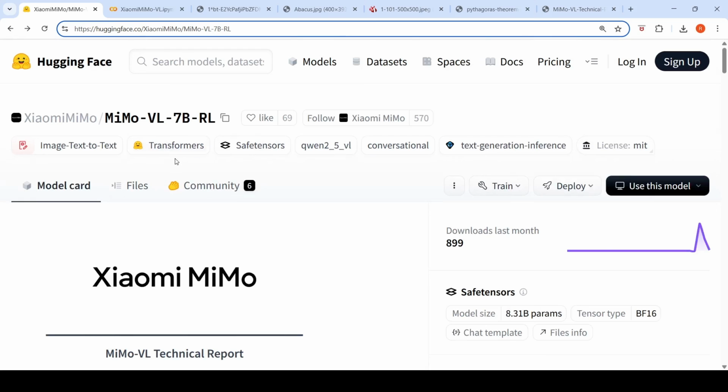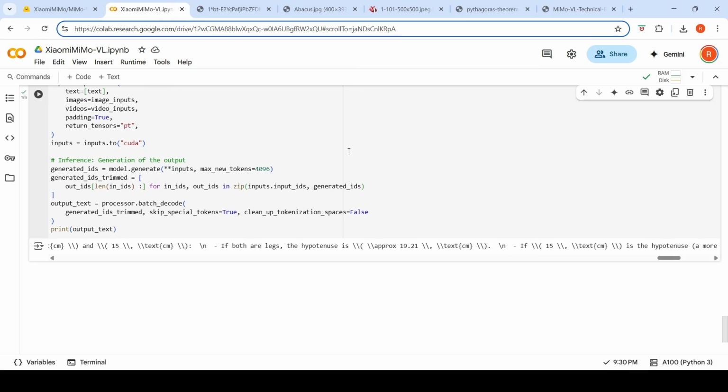Okay. So this is MiMo-VL-7B-RL. You can also go and check out this model. I'll be sharing this Colab notebook in the description of the video. You can check out this Colab notebook as well.